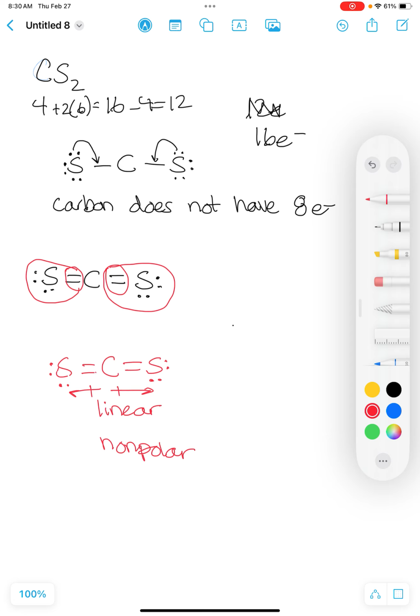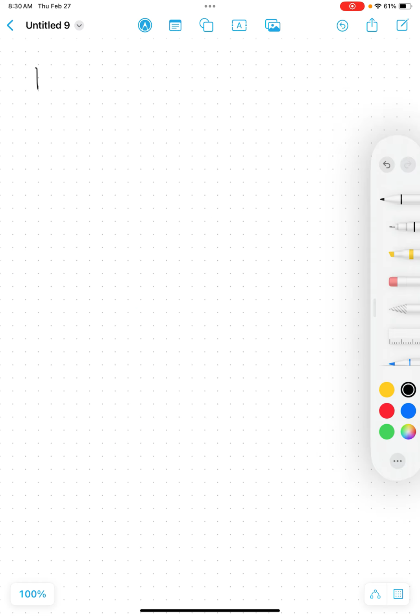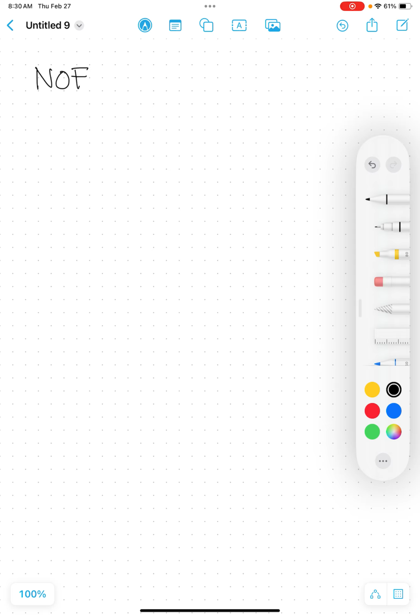Okay, let's look at one more example where we have a double bond. I'm going to look at NOF. All right, so NOF, I know that nitrogen is the central atom, so I would need to tell you guys that.